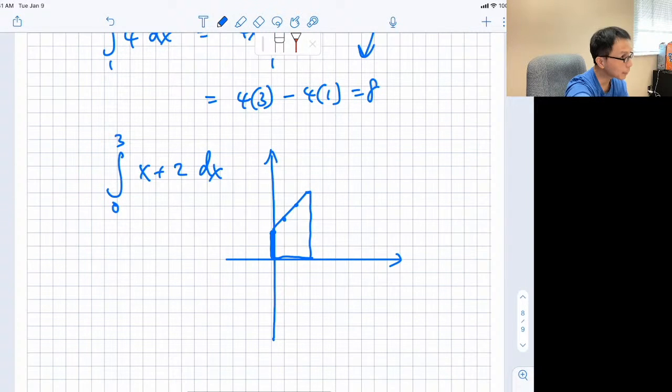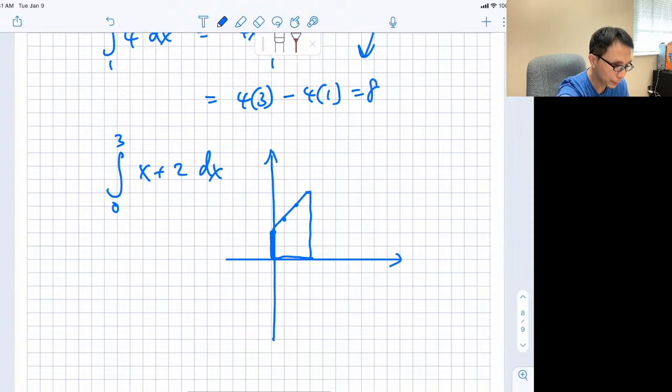Yeah, but it's 9 divided by 2 because it's a triangle, right? Well, the triangle is only like 3. It's a 4.5 actually. Okay, so it'll be 4.5 plus 6, it'll be 10.5.